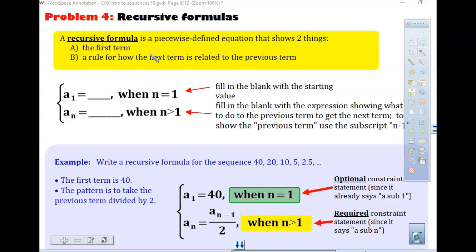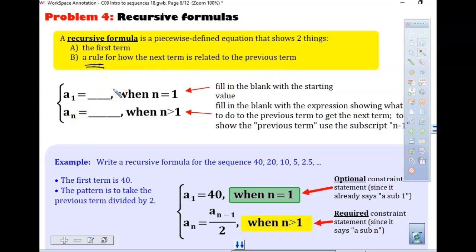Okay? So a recursive formula, again, piecewise, right? So 2 pieces, just like we've been looking at the last couple of days where we have that fence, where we're thinking of it that way. You have a first term, and then the second part, B, is always going to be a rule. Okay? That's going to be how you get the next term from the previous.